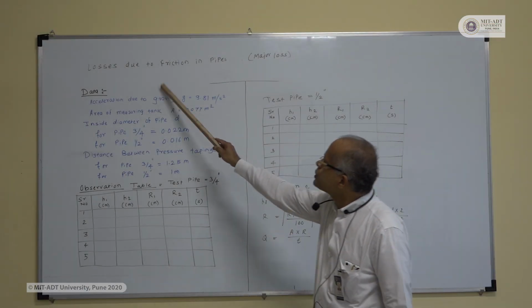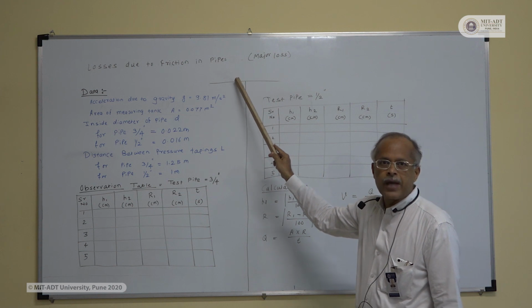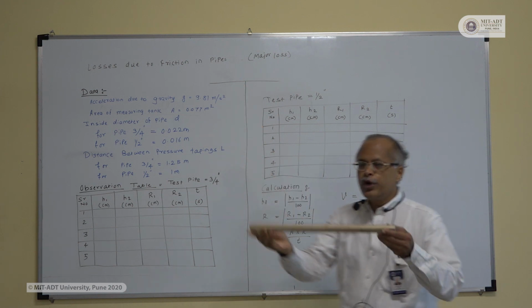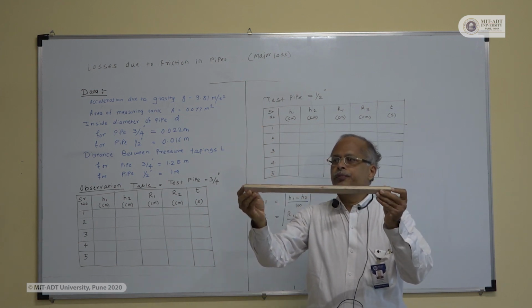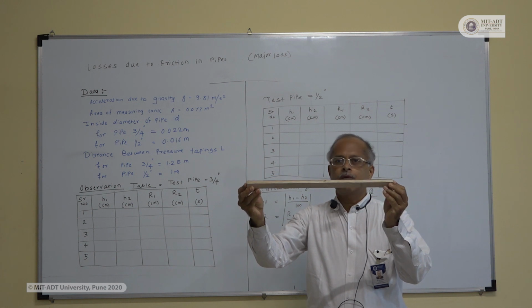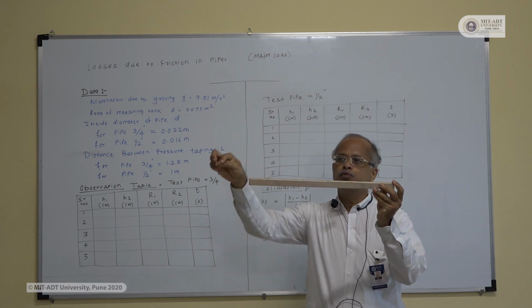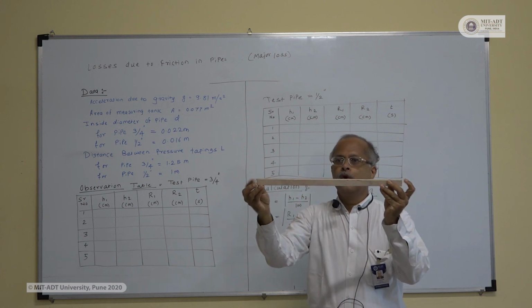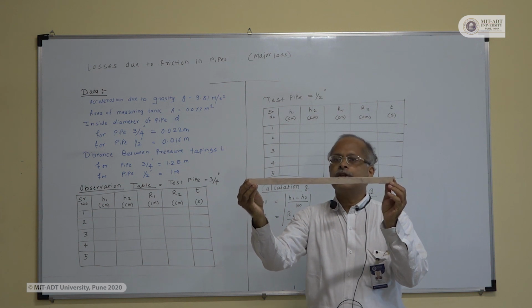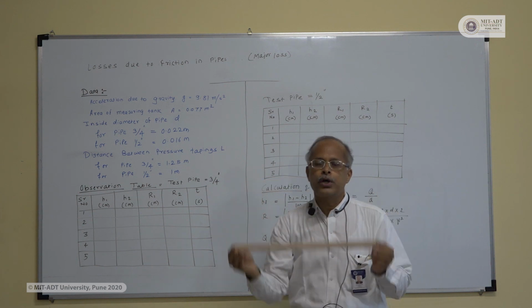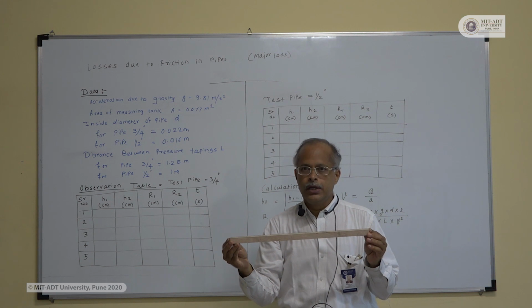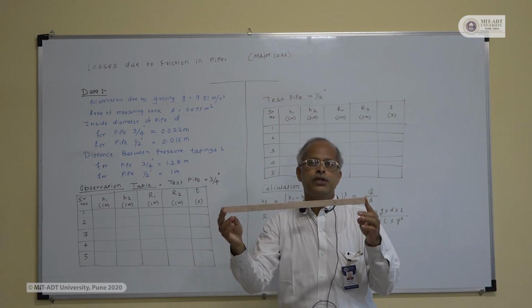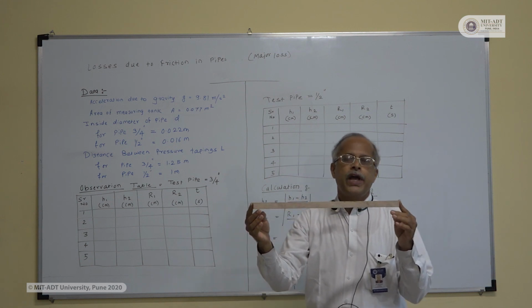Studying losses due to friction in pipes. When a fluid flows through a pipe, from section 1 to section 2, there is always pressure loss. This loss occurs due to friction, and the pressure loss is known as head loss.